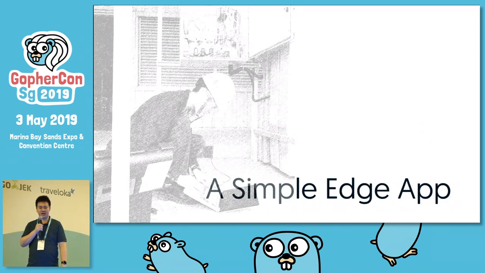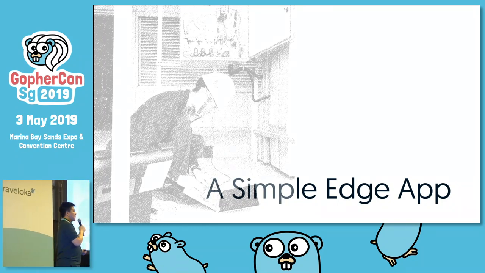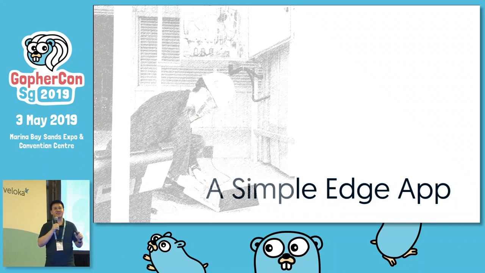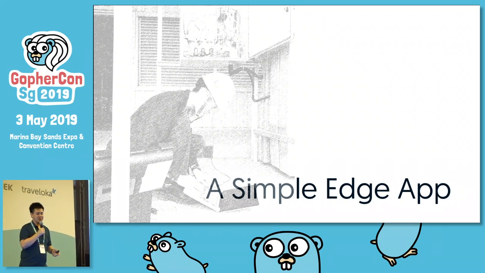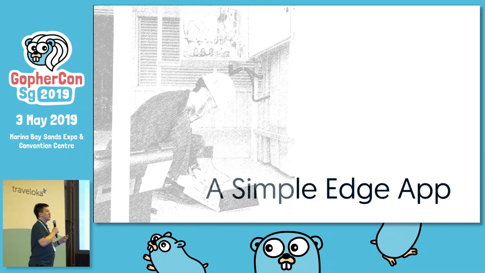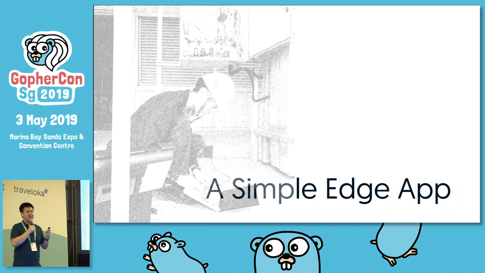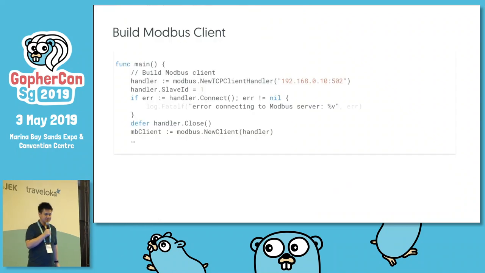Okay, so now the next part is I want to show you a very simple edge app written in Go. This is a simplified version of our data collection app. A lot of details have been omitted here for simplicity, but hopefully it can give you a preview of what's going on inside an edge app. We will try to collect data from a Modbus server, and we will publish this to the Spark Cloud.